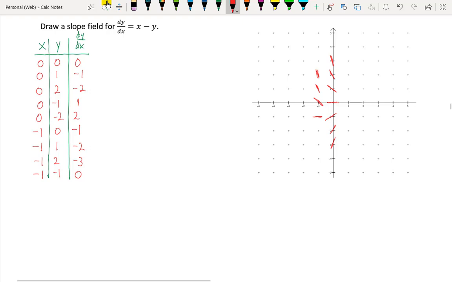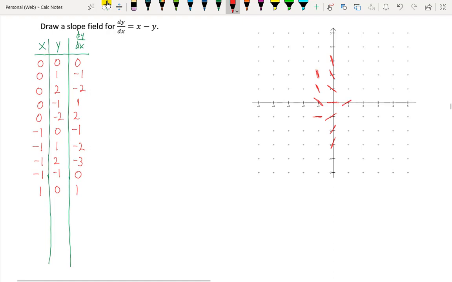What else do we have here? Let me extend my table here. Okay, and so let's try a +1, 0. Did we do that one? We didn't do +1, 0. So we've got 1 take away 0. That's going to be 1. So we've got a +1 here.